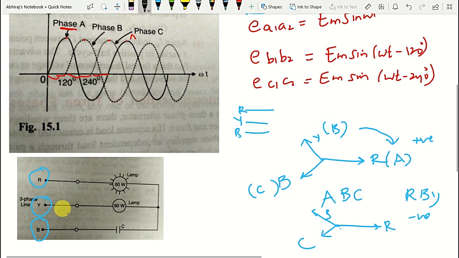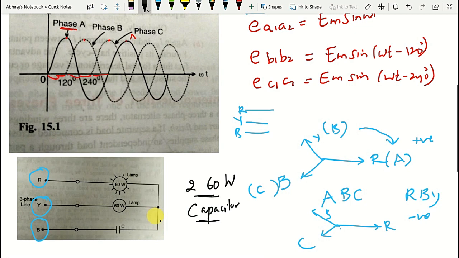The phase sequence of the three-phase line can be easily determined in a simple way by using two 60-watt incandescent lamps and a capacitor. If we connect this star load of lamps and capacitor to the three-phase line, they are connected in a star fashion. So how will you determine the phase sequence?